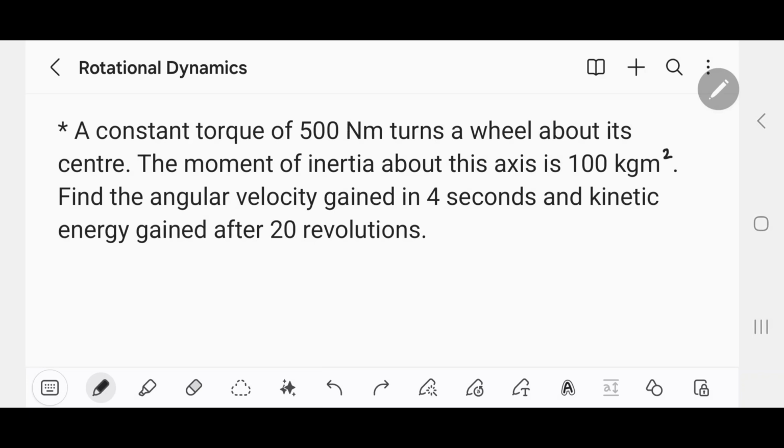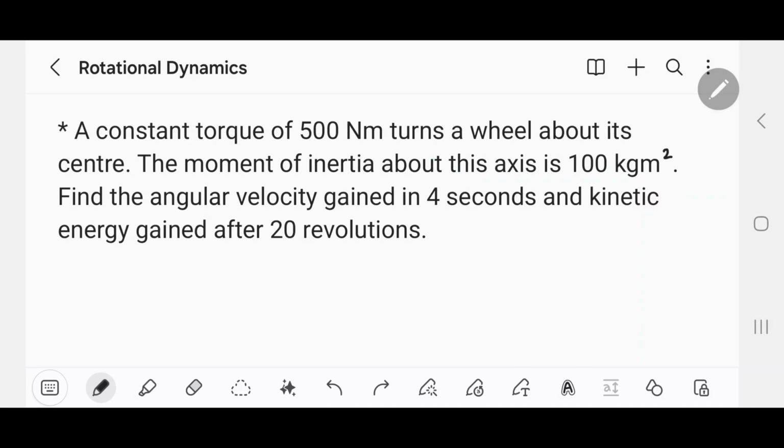In this video we are going to solve this numerical problem related to the topic rotational dynamics. We are asked to find the angular velocity gained by a wheel in 4 seconds and kinetic energy gained after 20 revolutions. We are also given a torque of 500 Newton meter turning the wheel about its center, and the moment of inertia about that axis is also given, which is 100 kg meter square.